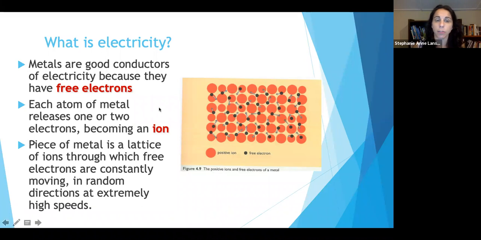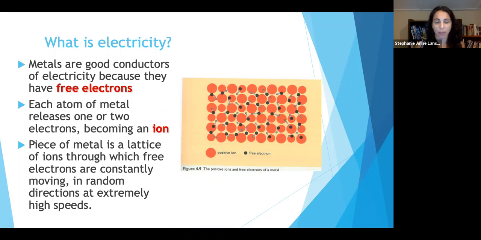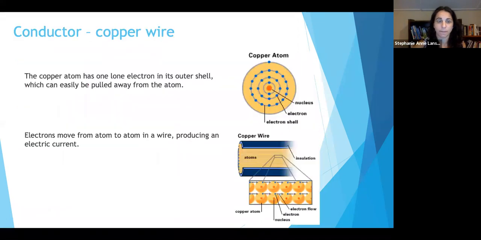Again, metals are really good conductors of electricity because they have free electrons. Here's our positive ion and our free electrons. Each atom releases one or two electrons, becoming an ion. So a piece of metal is a lattice of ions through which electrons are constantly moving in random directions at very high speeds. And our copper wire has one lone electron in its outer shell, which can easily be pulled away from the atom, and electrons move from atom to atom to atom in a wire, and that is what's producing our electric current.